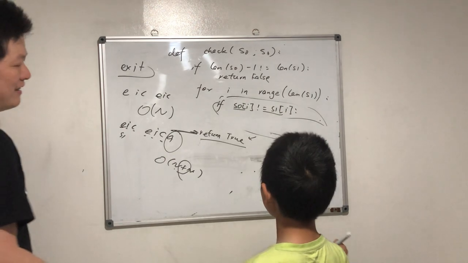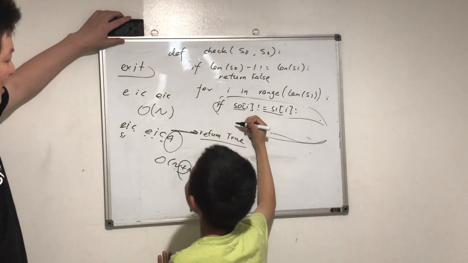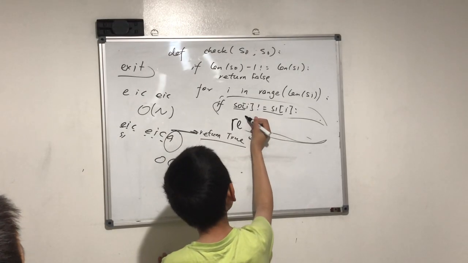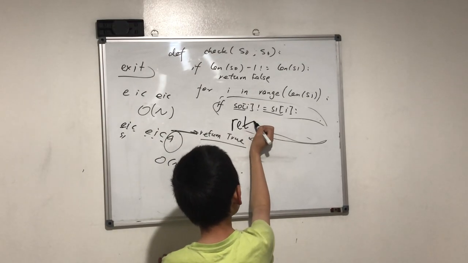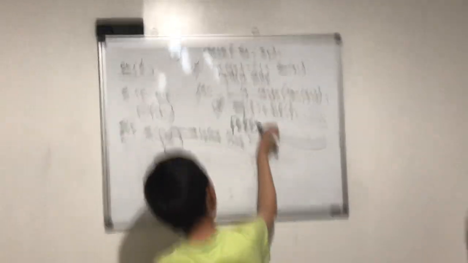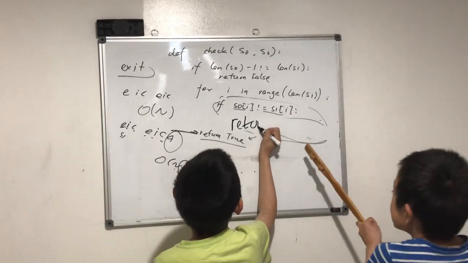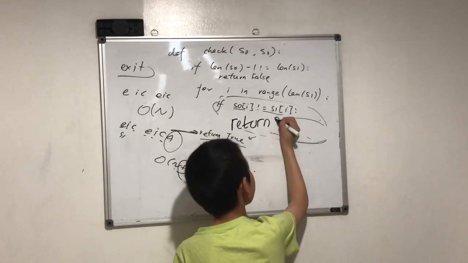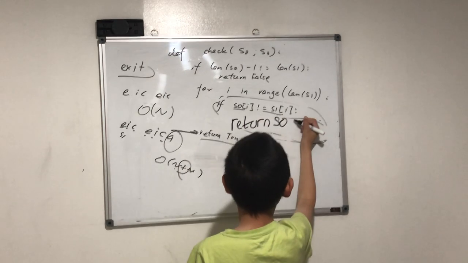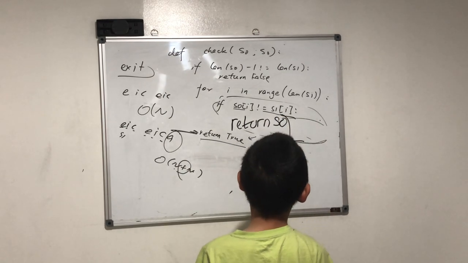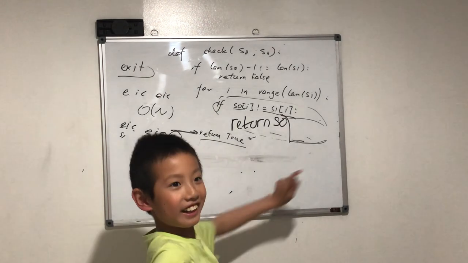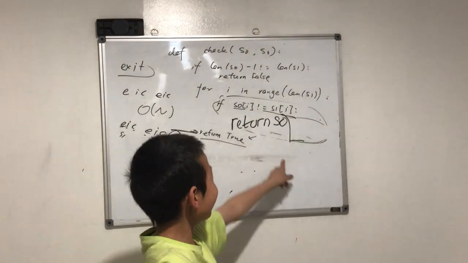Let me do it. Return what? You need to return both. Return S0, S0 what? We want to check if they... Write it properly, okay? Please, everyone can see that.